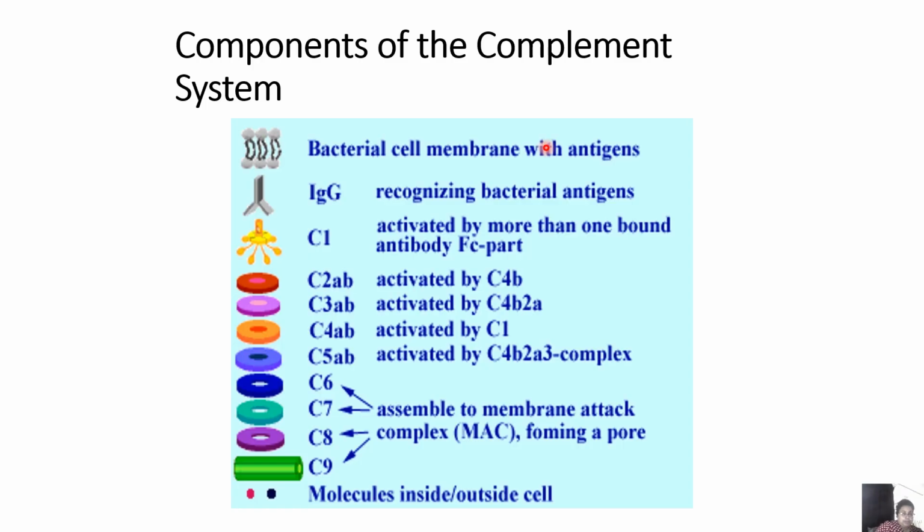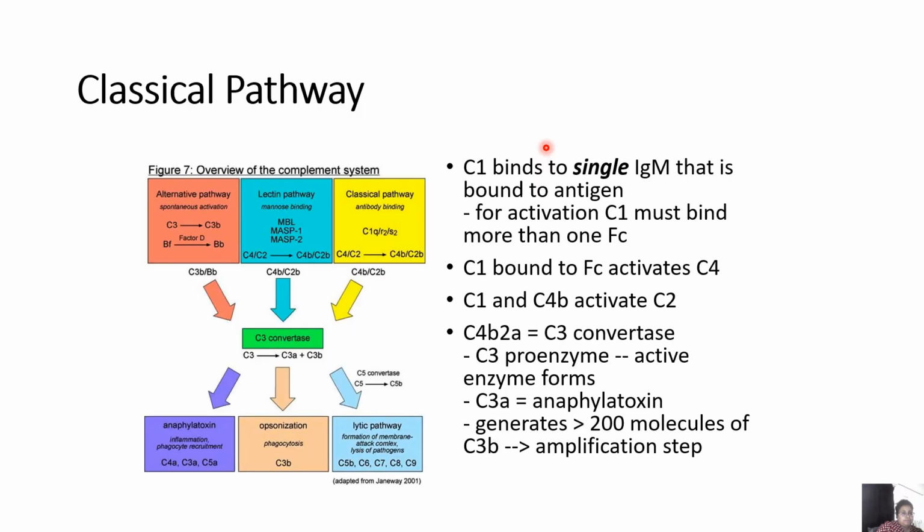For the alternative pathway, there is direct contact with microbial surfaces like lipopolysaccharide, endotoxin, and fungal cell walls, and no antibodies are required. The key point is that it is part of innate immunity, slower but continuous. Then we have the lectin or MBL pathway. The trigger is mannose binding. Lectin binds to sugars on microbes. MBL activates enzymes similar to C1. No antibody is required.